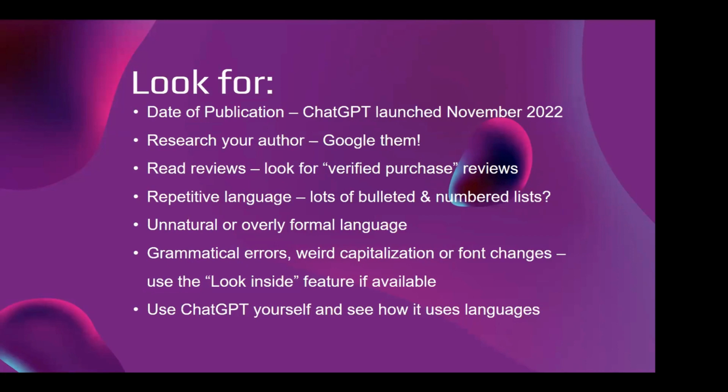Another tip for checking whether or not a book is written by using AI is to use the look inside feature. Look for repetitive language. Look for unnatural language, overly formal. ChatGPT loves to use bulleted and numbered lists. If the book has a lot of those, it could be written by AI.